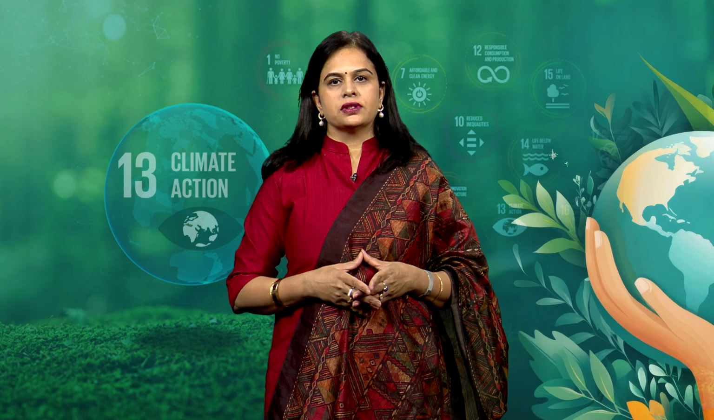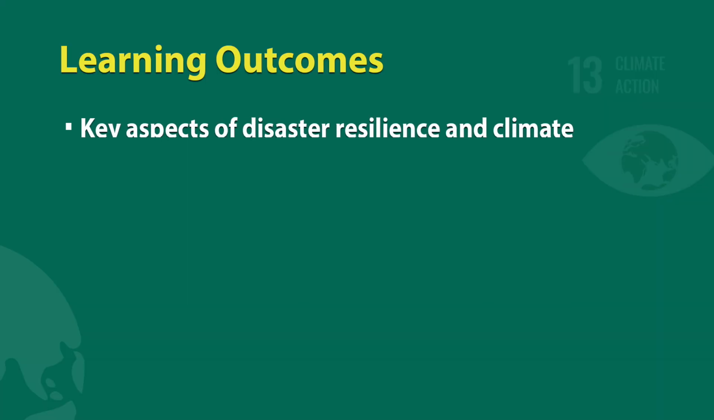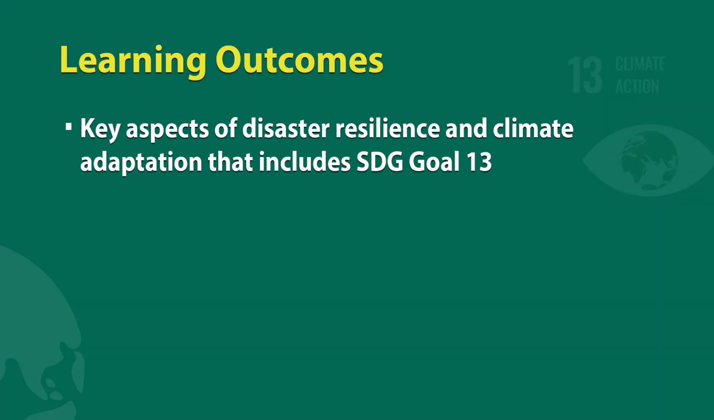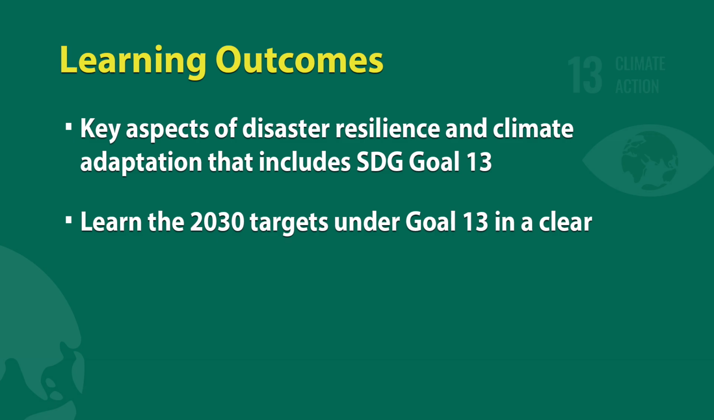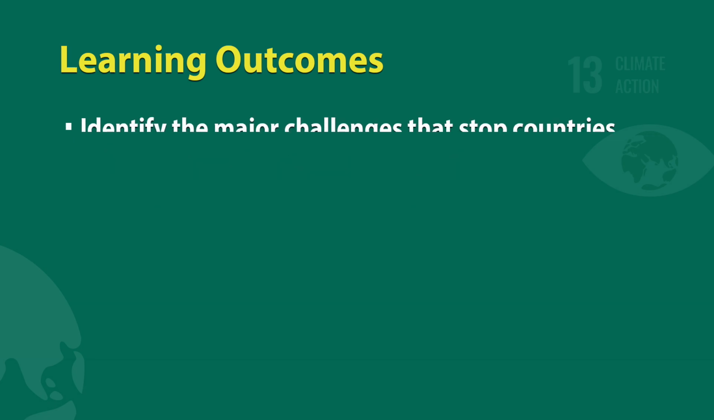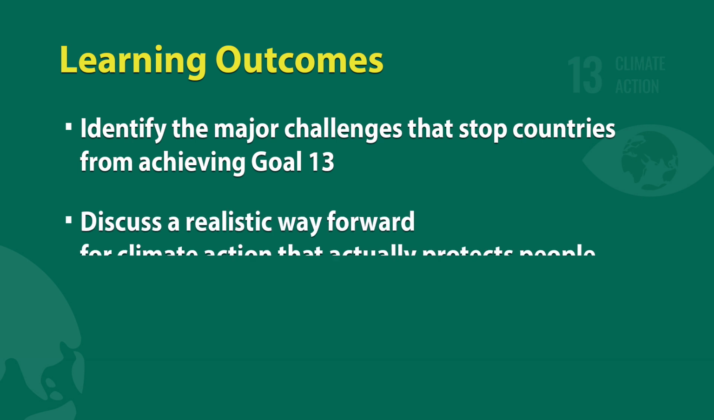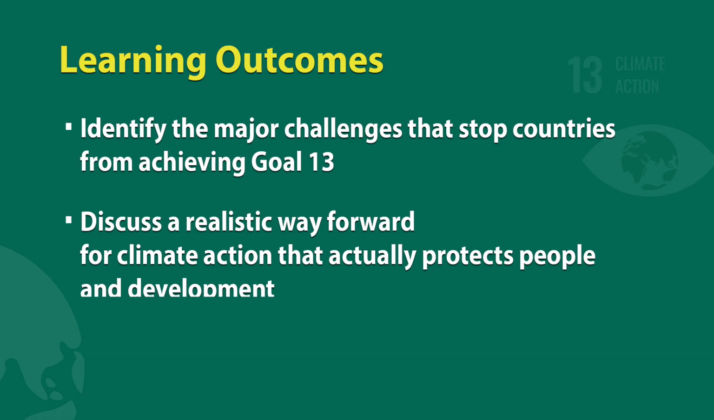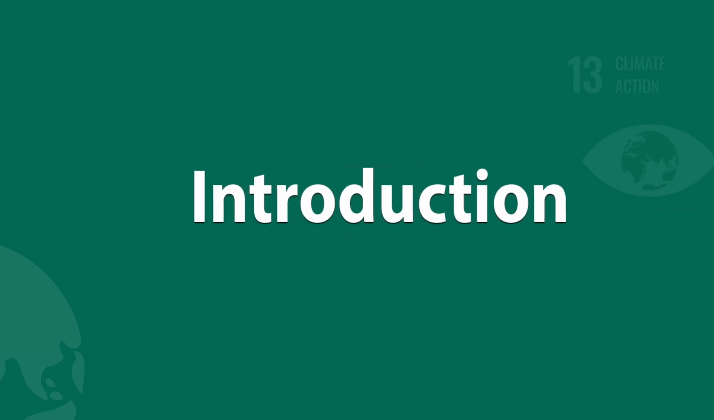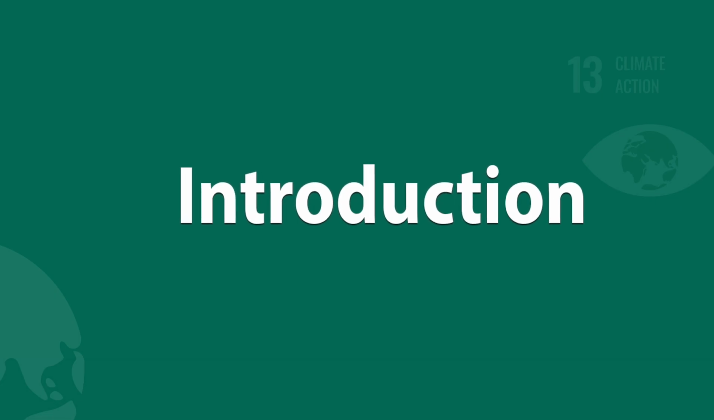The main objective of this lesson is to understand the key aspects of disaster resilience and climate adaptation that are included in SDG Goal 13. The second objective is to learn the 2030 targets under Goal 13. The third objective is to identify the major challenges that stop countries from achieving Goal 13. And the last objective is to discuss a realistic way forward for climate action that actually protects people and development. So let us start the discussion.